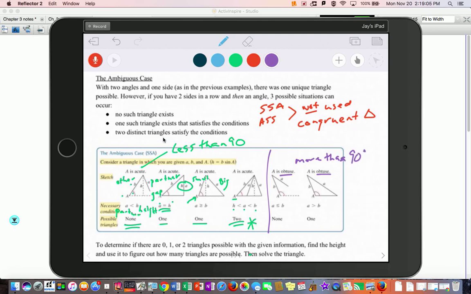And if it's an obtuse angle, you have to check: is the partner smaller than the other? If the partner is smaller than the other, there are no triangles. And if the partner is bigger, then there's one. So we're going to run through a couple of these examples and see what's happening.